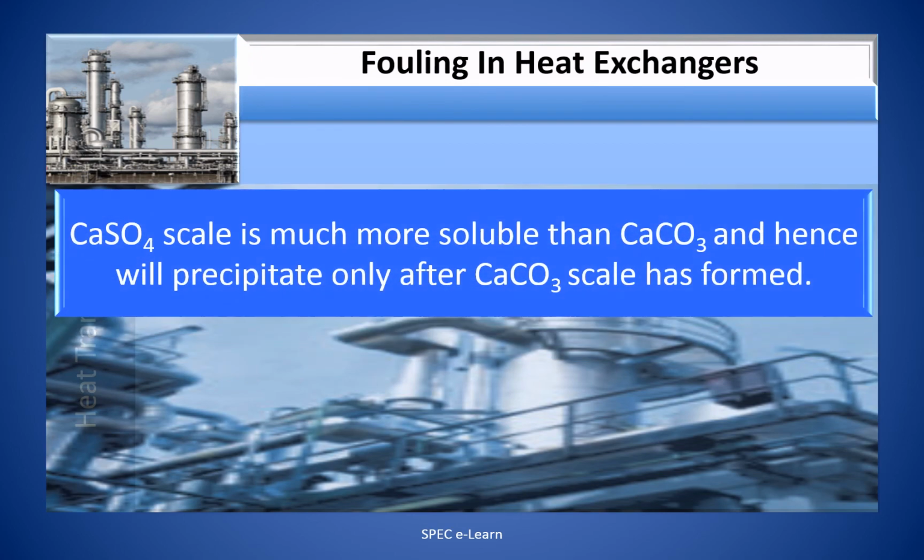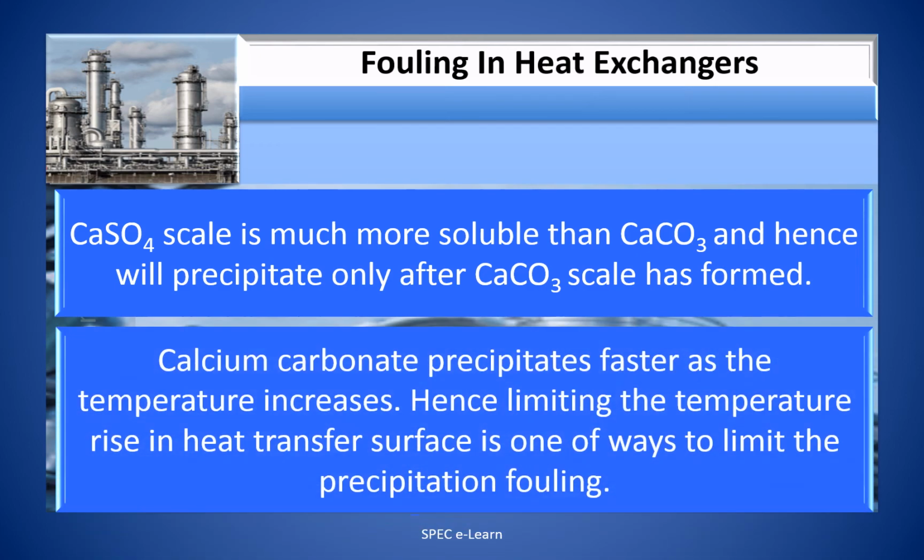Calcium sulfate scale is much more soluble than calcium carbonate and hence will precipitate only after calcium carbonate scale has formed. Calcium carbonate precipitates faster as the temperature increases. Hence, limiting the temperature rise in heat transfer surface is one of the ways to limit the precipitation fouling.